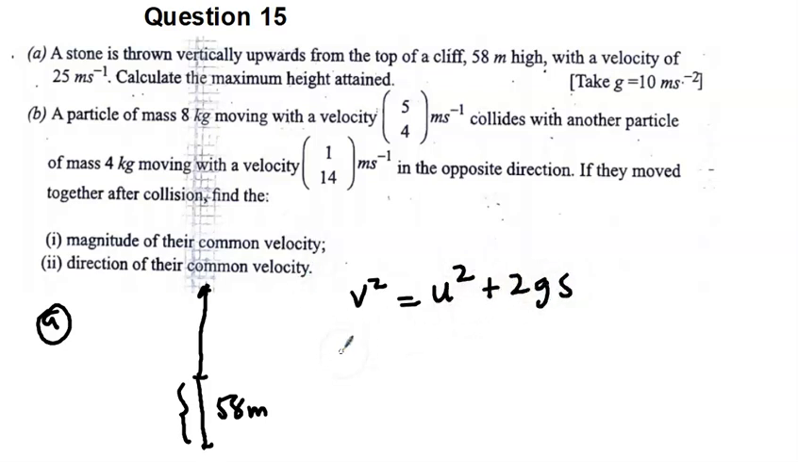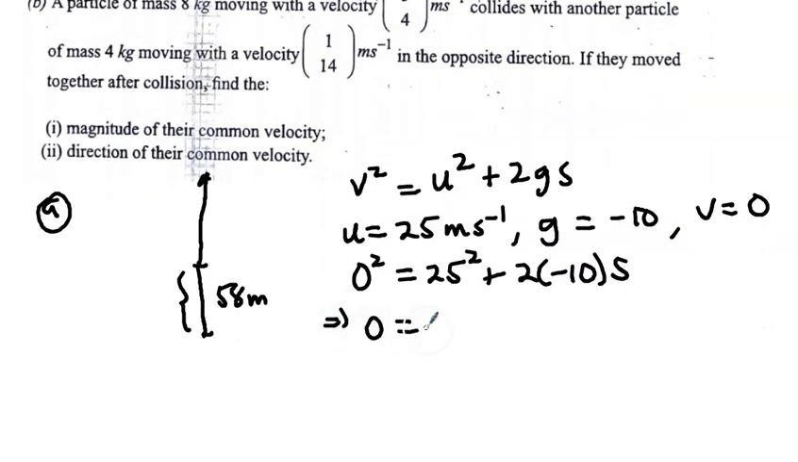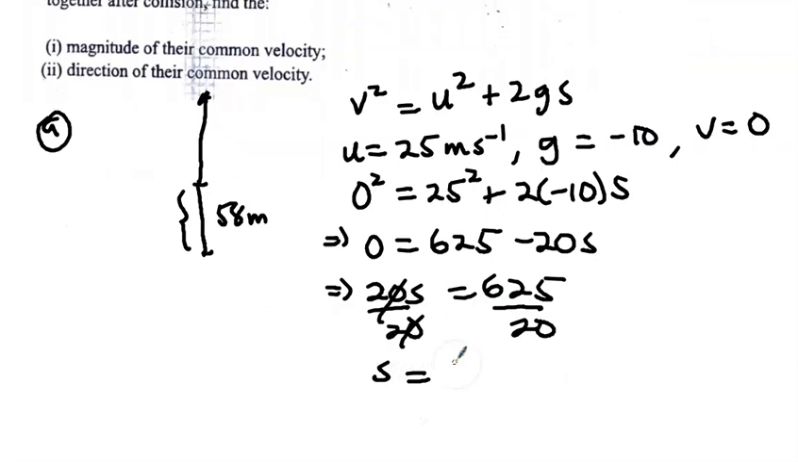Now from the question, the initial velocity is 25 meters per second. Then g, because it is vertically upwards, g is minus 10, and then v, we don't know the final velocity, so we can use this. Substituting the values, we have 0 squared is equal to 25 squared plus 2 times minus 10 times s, which is the distance. So you have 0 is equal to 625 minus 20s, which implies that 20s is equal to 625. Divide both sides by 20.